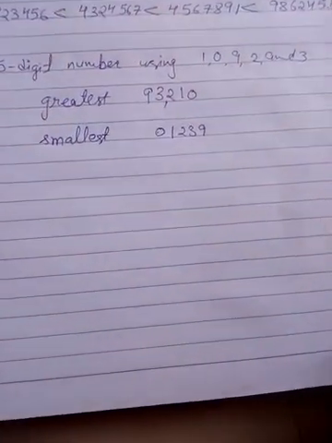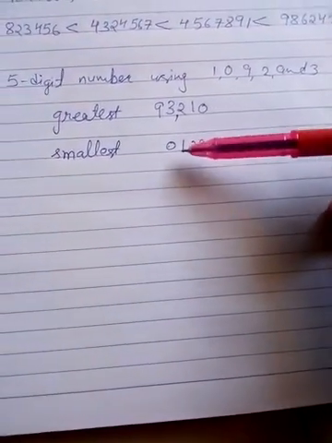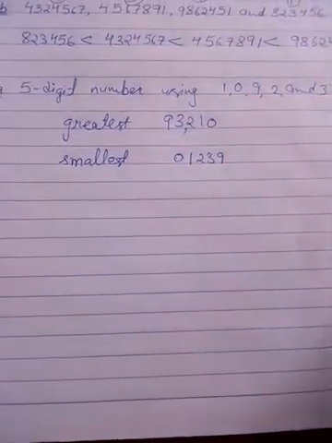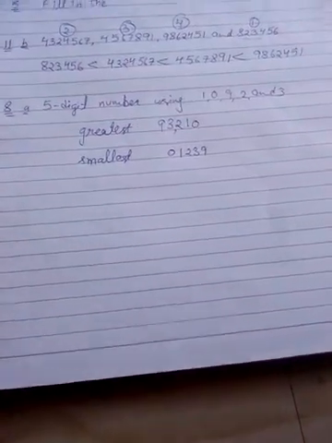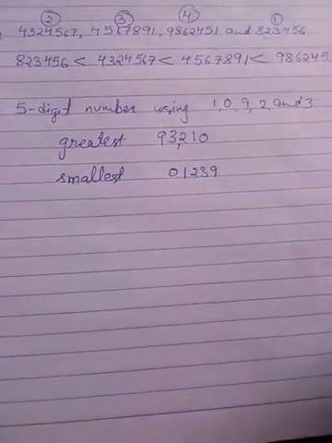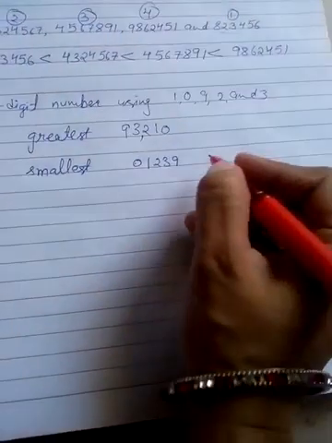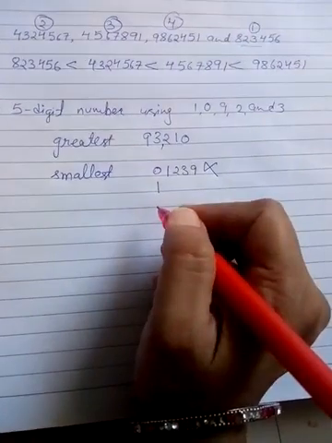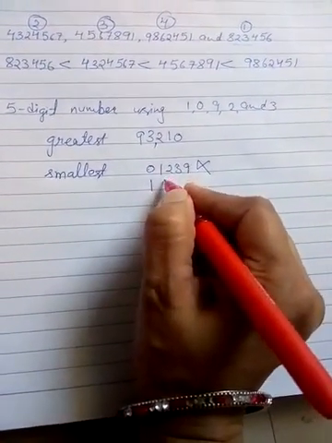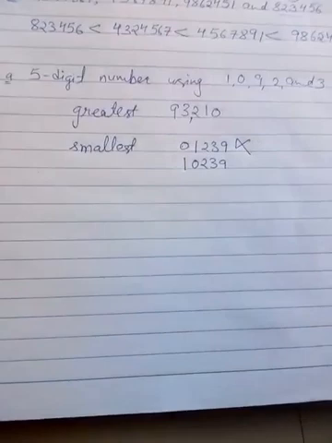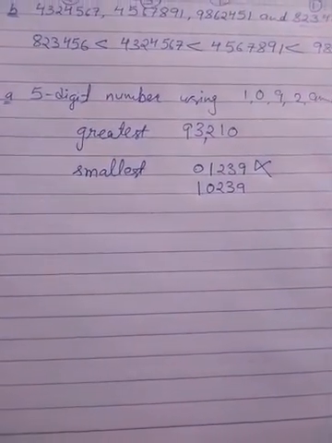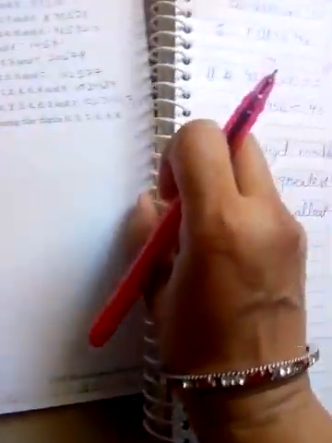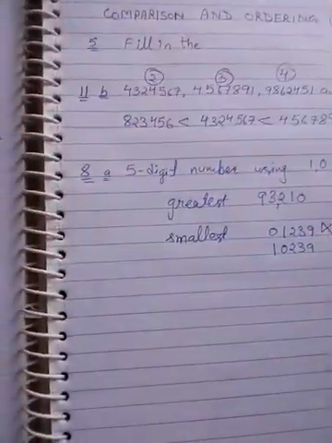Can you please read the number for me? It's 1239, right? Is this a 5-digit number? No. So in case 0 is given as one of the digits for forming the smallest number, what you have to do is write the digit just greater than 0 first, then 0, and then the rest of the numbers. Now it will become 10,239.